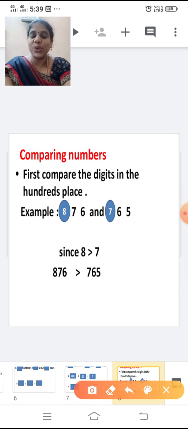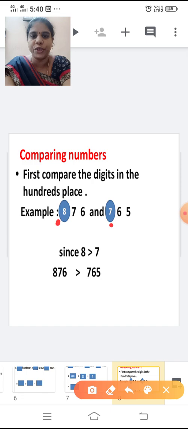I think you all know how to compare numbers, right, children? How will you compare two numbers? First, we have to start comparing from the leftmost part. Here we have the hundreds place. So first start to compare from the hundreds place. First, compare the digits in the hundreds place.